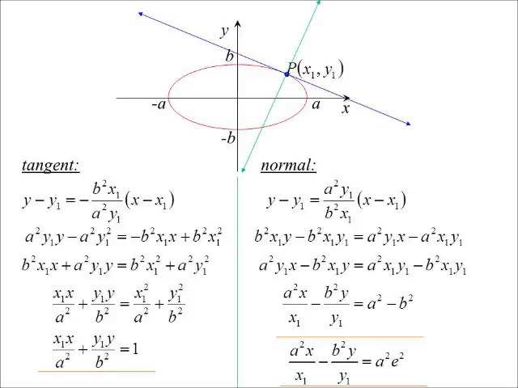So you could alternatively go a squared e squared. I guess the reason we don't write it as a squared e squared is because we'd have to go and work out the eccentricity. It's a lot easier just to substitute in a and b. But there's our interesting relationship, I guess, for the normal.